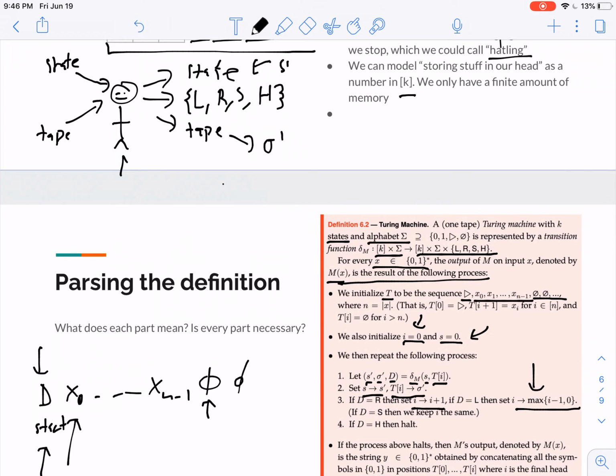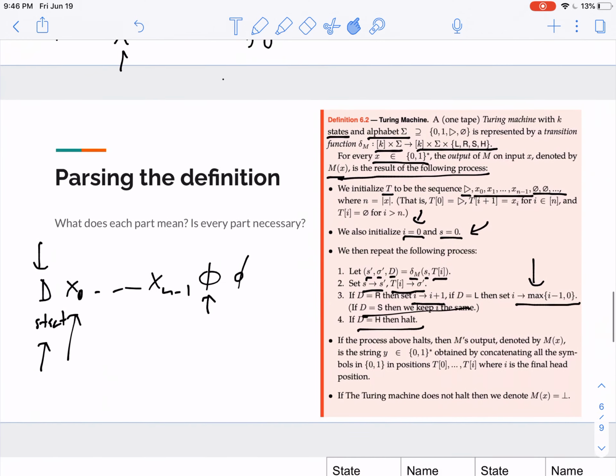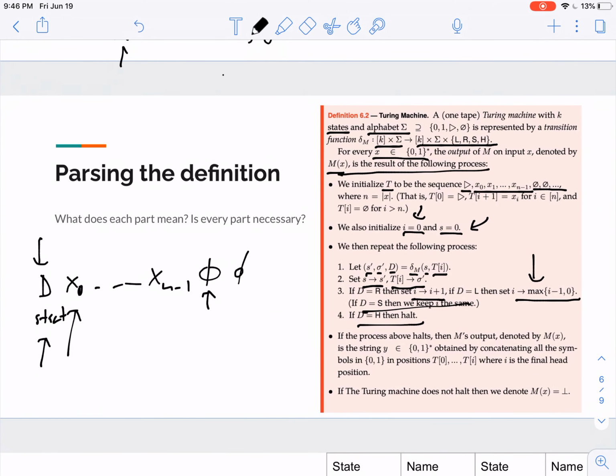Intuitively, you can think of this as if you're a human computer doing work and you get to the left-hand side of the paper, you can't move any farther left. It's like the physical edge of the paper. Great. And if D equals S, that seems to be the stay symbol. We'll keep it the same. And finally, if D equals H, then we halt. That's also the same as in our human example, where that means we're done with the problem. And so what happens when we halt? Well, when we halt, the output of M is defined by the string Y obtained by concatenating all the symbols that are 0 and 1 in the positions T_0 through T_i, where I is the final head position of the Turing machine.